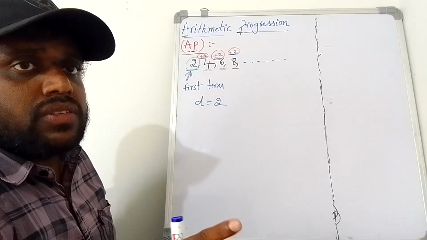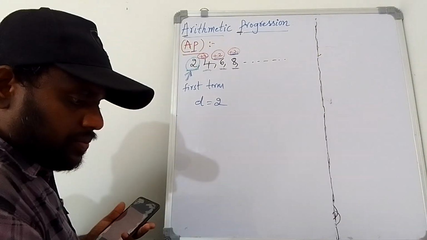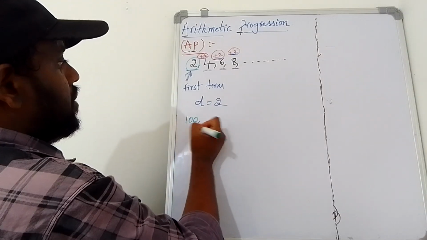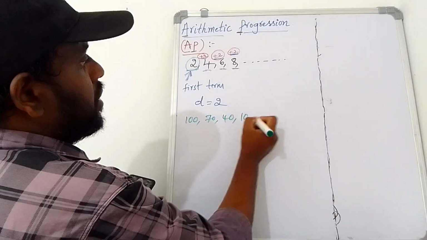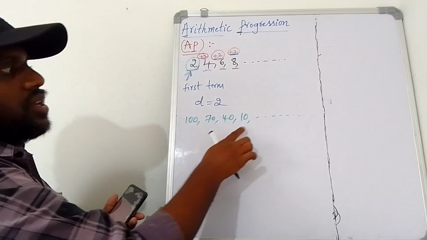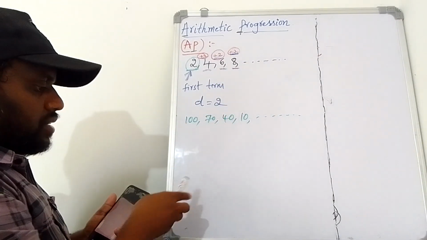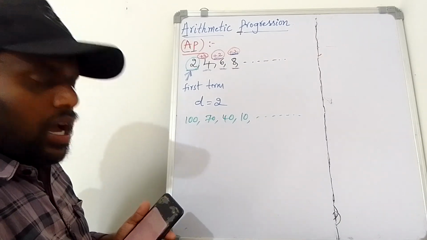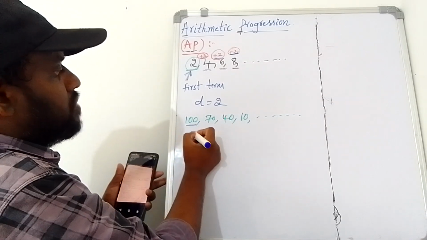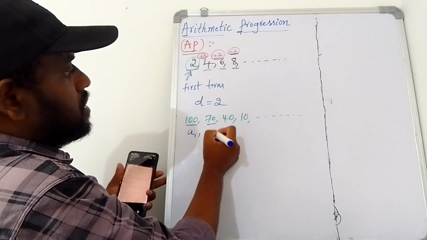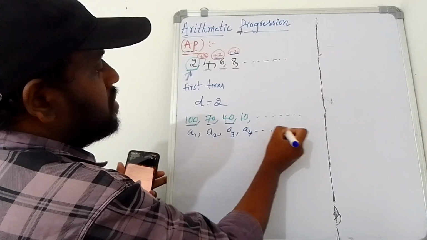Examples for negative common difference: this one, 100, 70, 40, 10, etc. So this is an AP with a negative common difference. Before that, see, if you take the first term as A1, the second term as A2, the third term as A3, A4, etc.